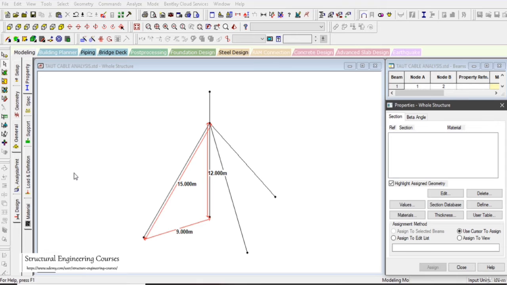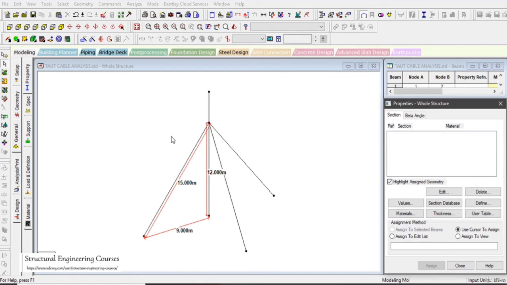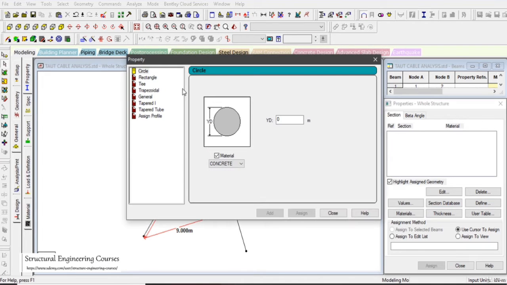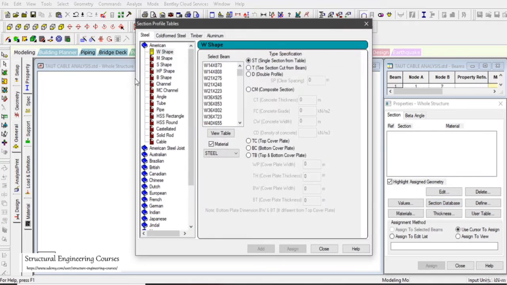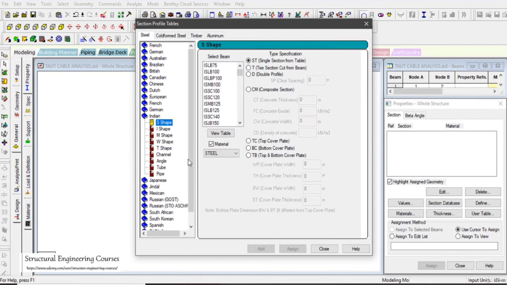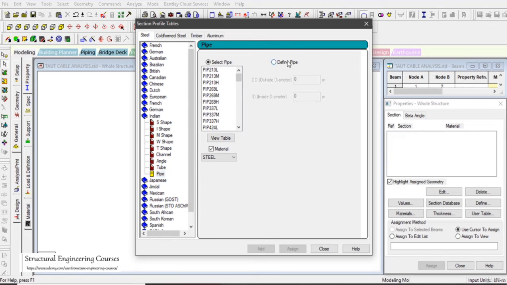So now basically the basic modeling is done. After that we need to enter the properties here. We can enter the simple hollow pipes also. So to enter the hollow pipes, we need to go to the section database. We can go to the Indian and select the pipe section here, and define the outside diameter as 0.2 and inside diameter as 0.194, that is 200 mm and 3 mm thickness.